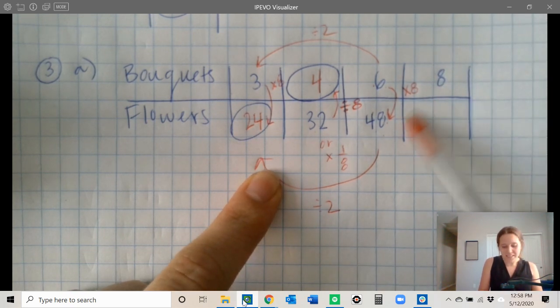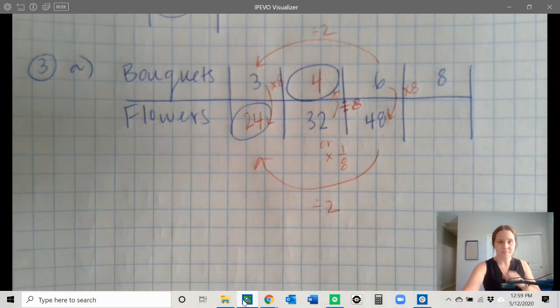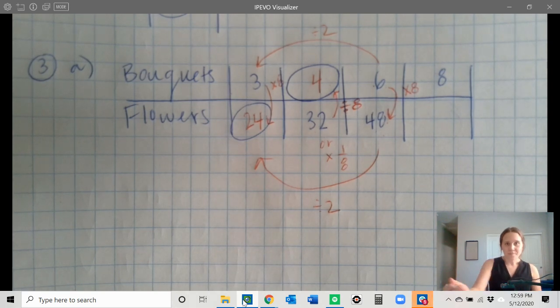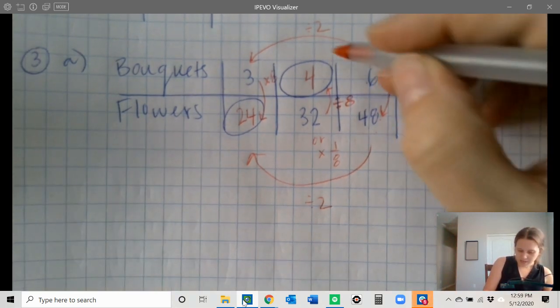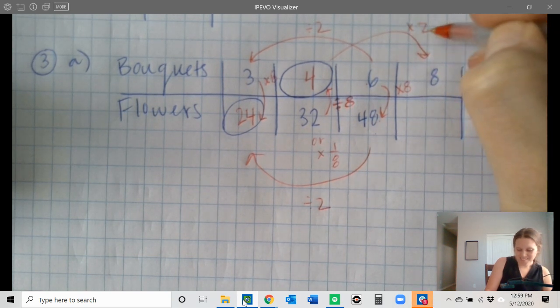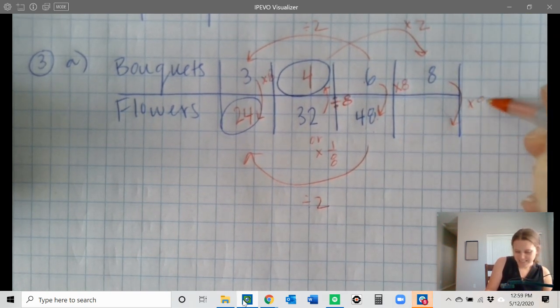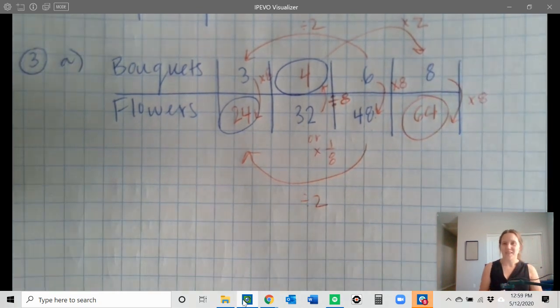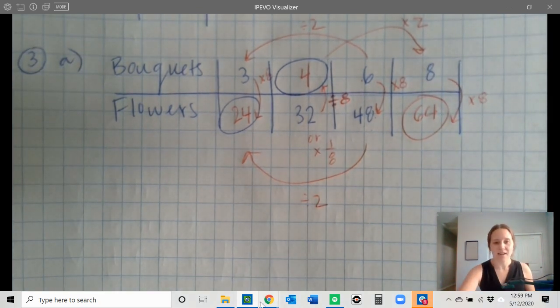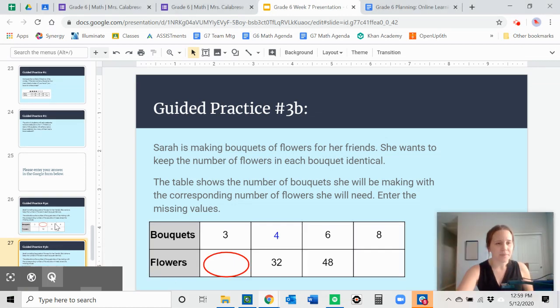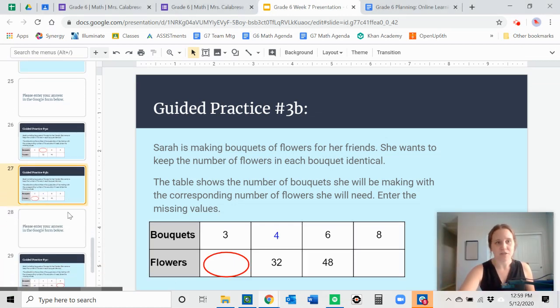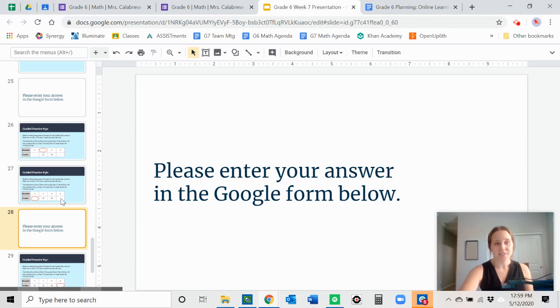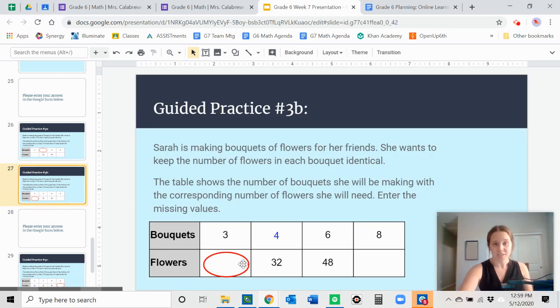Okay, go ahead and solve for this final one. You can take this one and multiply by 2, or you can take 8 times 8. Either way, you get 64 flowers. Excellent work. I believe, yep, I don't want to trick you. So in your Google form, we're actually going to enter the answer that belongs here. So for 3 bouquets, how many flowers? Check your ratio table and enter that answer now underneath guided practice number 3B.